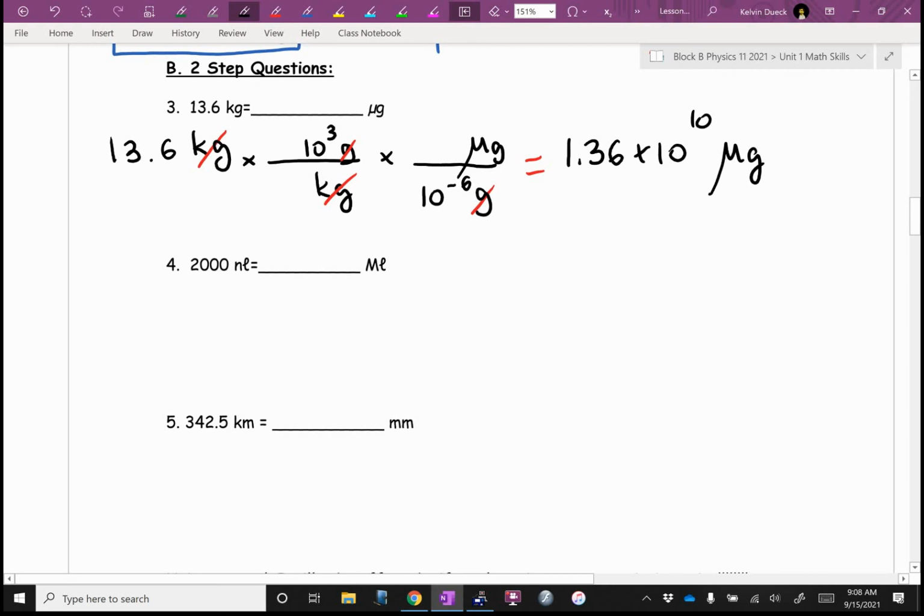What's the lowercase n? Nanoliters to megaliters. 2 steps. How do I know it's 2 steps? I'm going from one metric prefix to another metric prefix. Step 1, get rid of nano. Step 2, bring in mega. Here we go. Paige, what's the first thing I'm going to do?